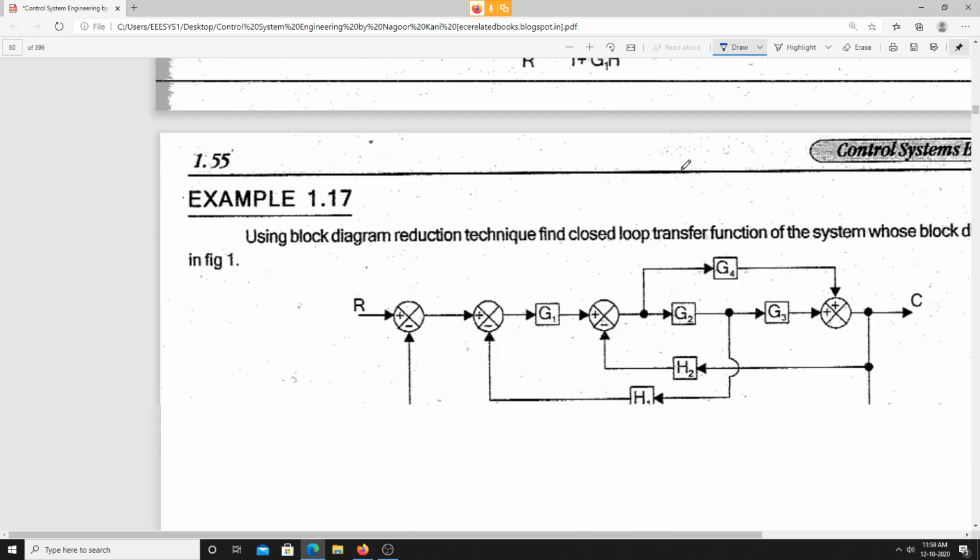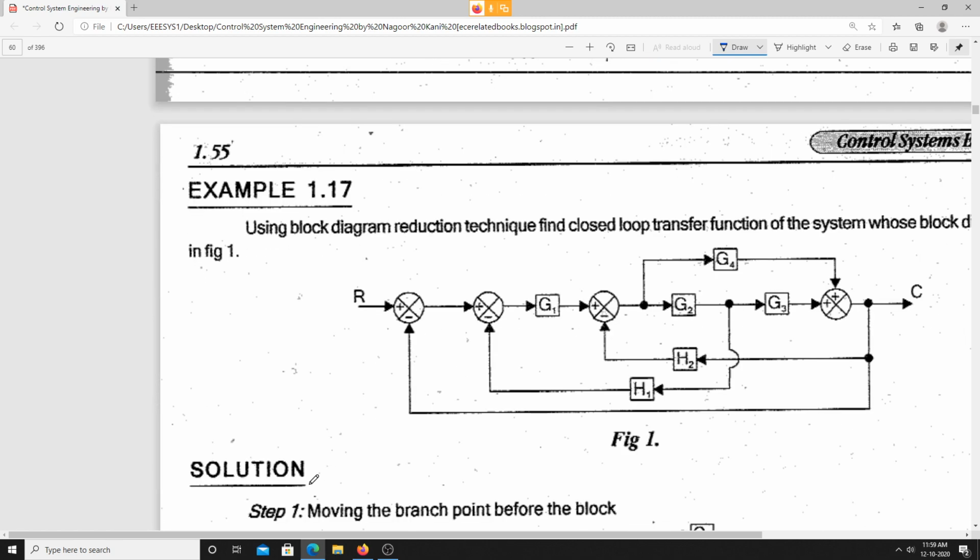Just please everyone do this one. Reduce the block diagram shown in the figure and find out the overall transfer function of the particular system. How are you going to reduce it and how will you find the transfer function of this overall system? First of all, what are we supposed to do over here? Please everyone try this once.